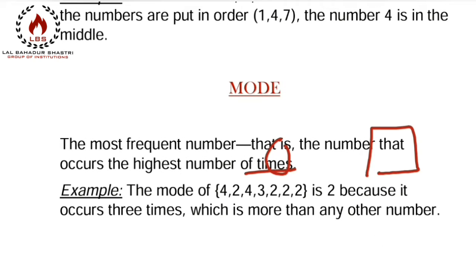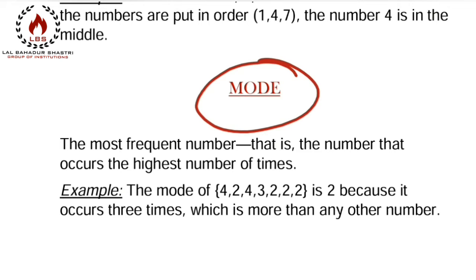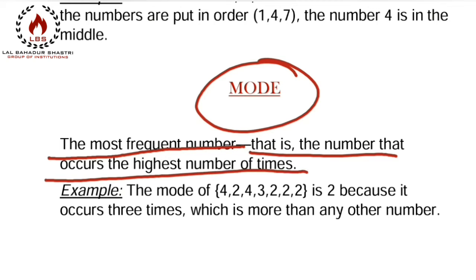Now mode. Like mean is the average, median is the middle number, mode is the number that occurs the maximum number of times, that has the highest frequency. The most frequent, meaning the number that occurs the most times in a data set, that is the number that occurs the highest number of times.